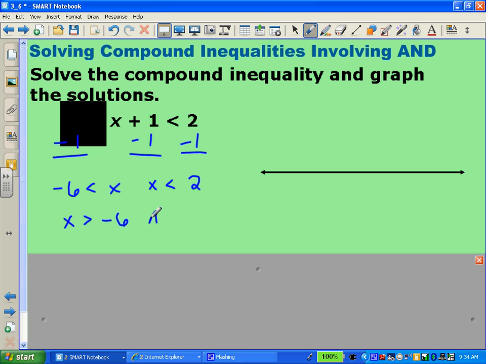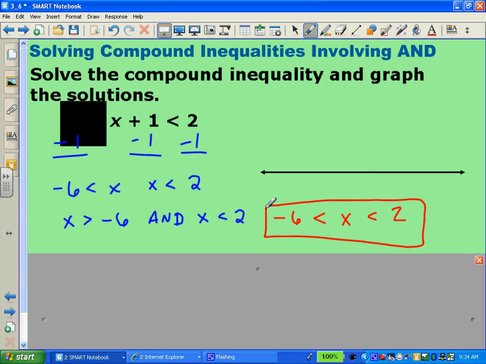So I have x greater than -6 and x less than 2. Now you may also see it written like this, where they just put x in the middle. It's kind of like what you see here in my second line. x less than 2, x greater than -6. Okay, this is the way your book loves to write it. I would be okay if you write it like this. It's whatever makes more sense to you.